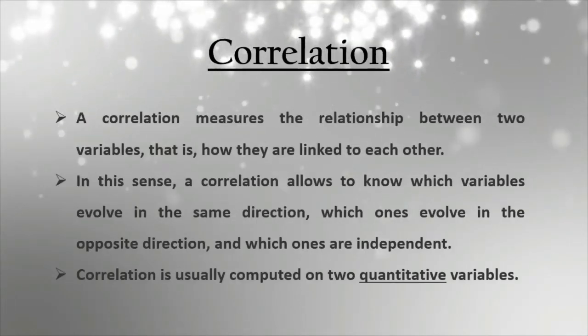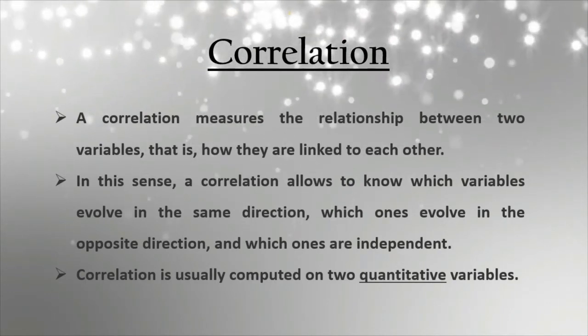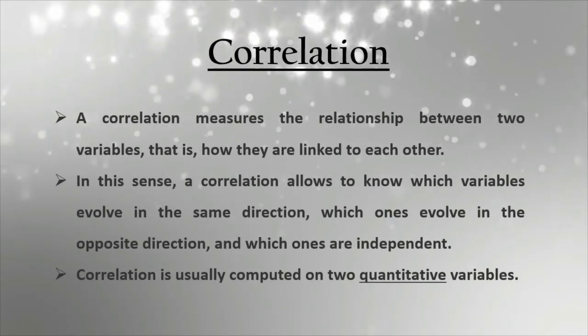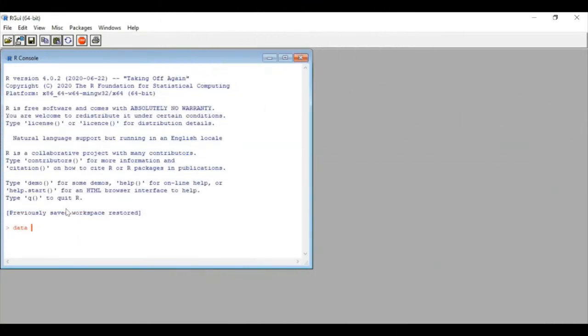So let's start with correlation. Basically, a correlation measures the relationship between two variables, that is how they are linked to each other. It is usually computed on two quantitative variables. So let's see how to do it.